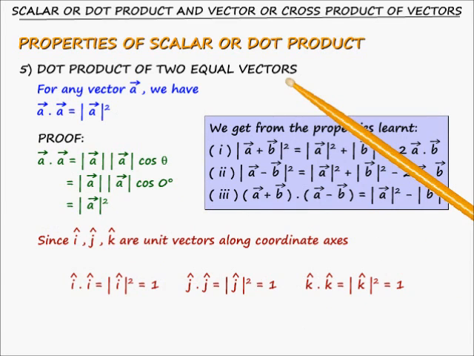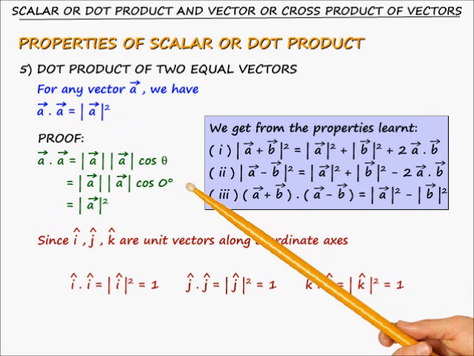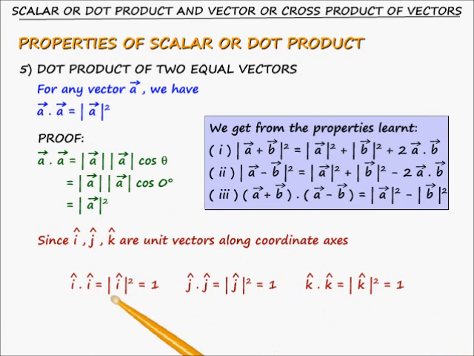From this property we see that the dot product of two same vectors is equal to the square of the magnitude of that vector. This can easily be proved by the fact that two same vectors are parallel vectors and the angle between them is 0, and that the value of cos 0 is 1. From this property we may interpret that the dot product of a unit vector with itself is equal to 1.